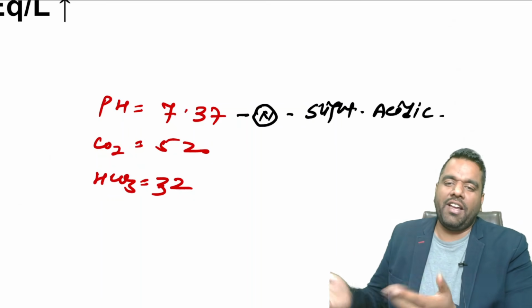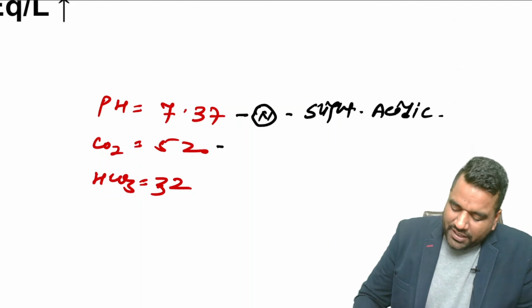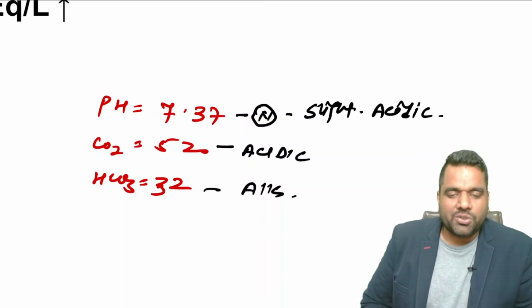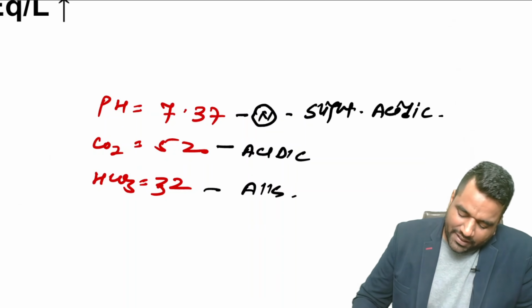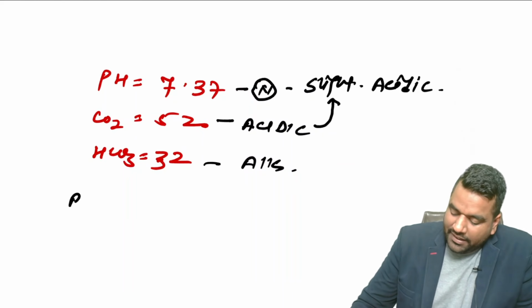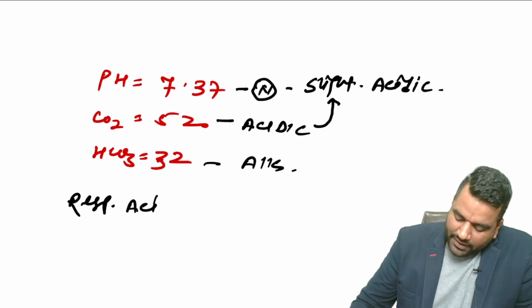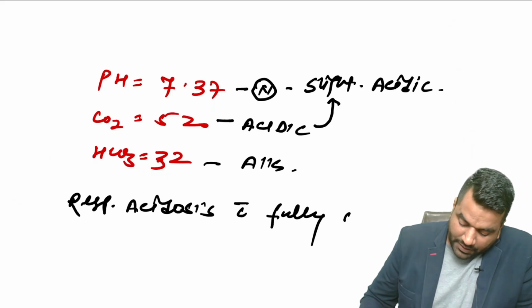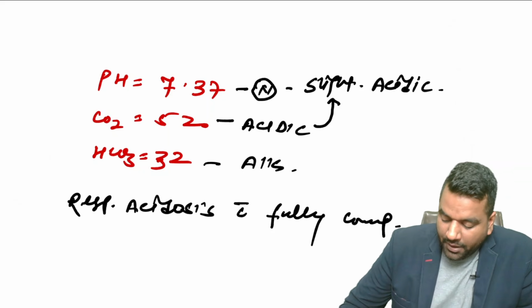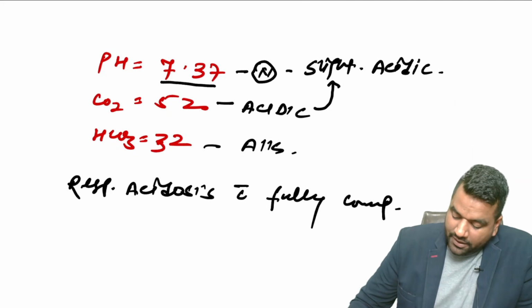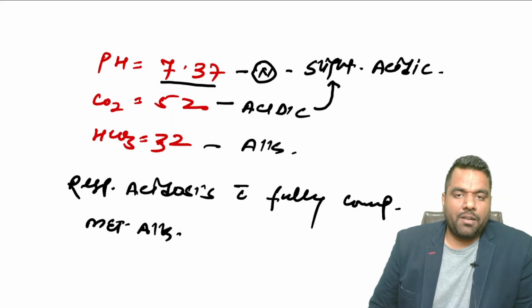Now please check the value of the CO2 or bicarbonate. CO2 is high, which means acidic. Bicarbonate is high, which means alkaline. So guys, who's the culprit? The culprit is CO2, because it is taking towards the acidic side. So you can write it like this: respiratory acidosis with fully compensated metabolic alkalosis. Why are we calling it fully compensated? Because pH is in the normal range.